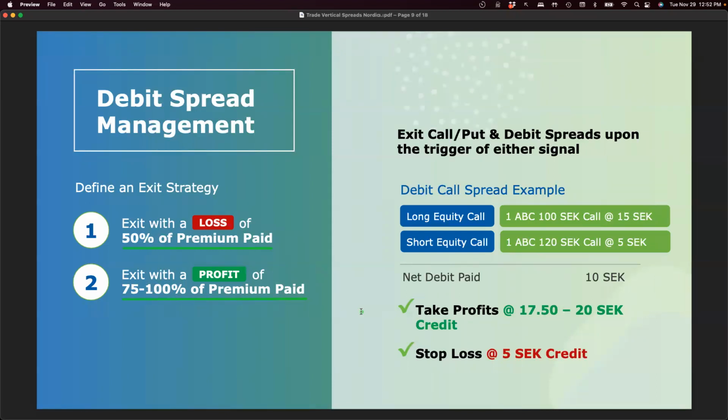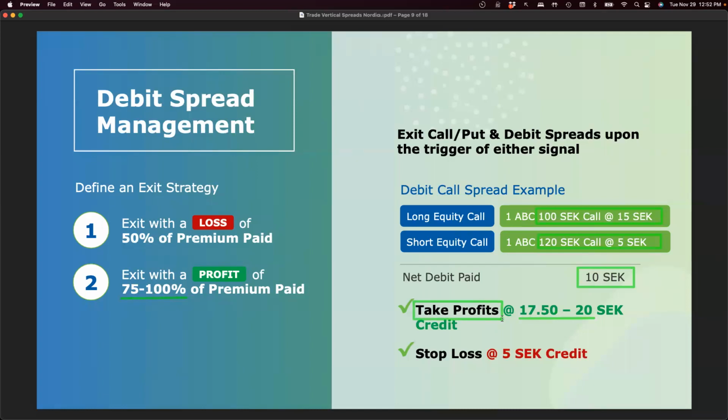So let's look at this example, and I'm going to use nice round numbers, right? So let's say I'm buying the call option. I'm buying a 100 crown call that I'm paying 15 crowns for. And then I'm selling a 120 crown call option for 5 crowns. So let's say my net debit is I'm paying 10 crowns for this vertical debit spread. If what I'm paying 10 crowns for increases to somewhere between 17.5 to 20 crowns, that's the 75 to 100% of the premium that I've paid, then it's time to start taking profits.